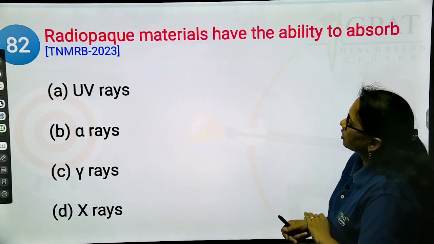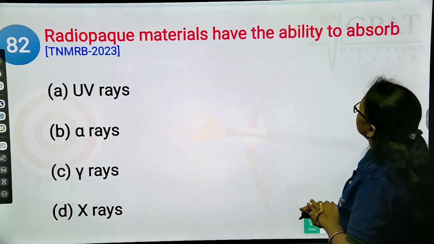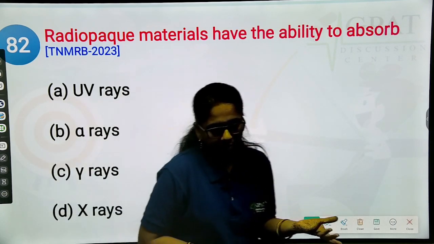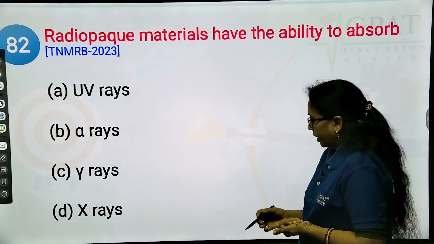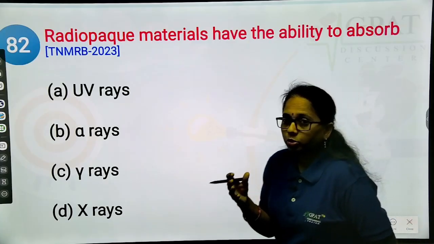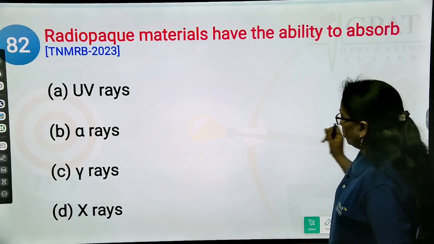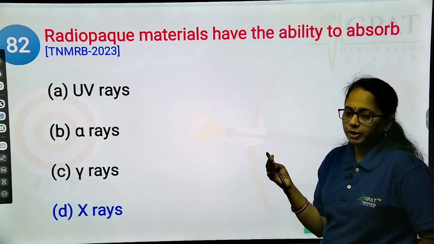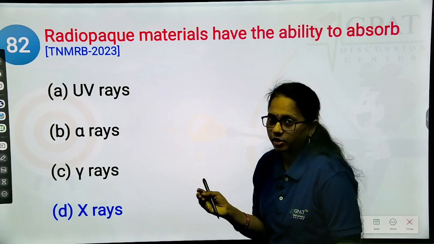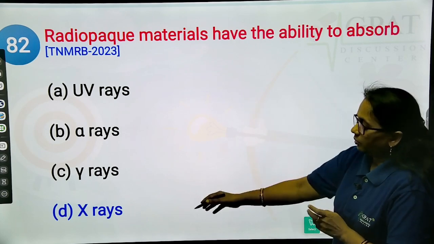Okay. So, these are the structure related questions. Now, let us see: radio opaque materials have the ability to absorb UV rays, gamma rays, X-rays, or alpha rays. Radio opaque materials are not going to allow radiation inside them. We know that different types of electromagnetic radiation are available. In that, the form which radio opaque materials do not allow through is X-rays.